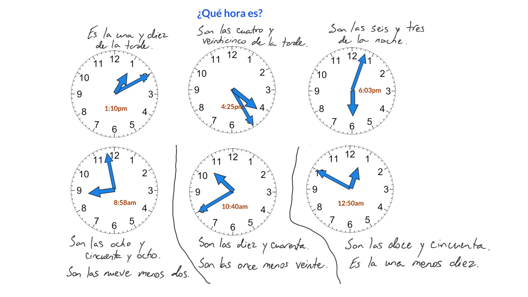And the last clock, there's a trick here. First, if we're going to say it's 12:50, we still have to do the plural version, son las 12:50. But if we're going to say that it's 10 minutes to 1, remember, 1 o'clock is singular, therefore we have to switch to the singular version of the sentence. Es la 1:10. Es la 1:10. It is 10 minutes to 1.